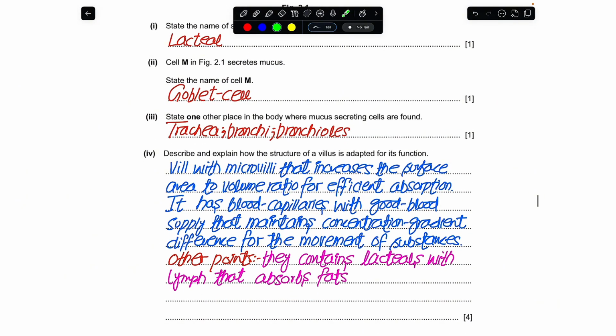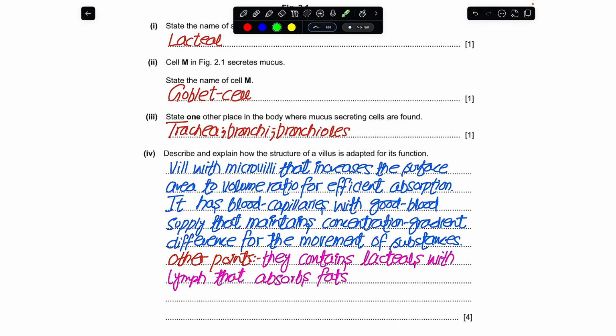For another 1 mark, the examiner wants us to state another place in the body where mucus secreting cells are found. Not only do we have these goblet cells secreting mucus in the small intestines, there are other organs in our body where mucus would be secreted, and that includes the trachea that we have as a part of our respiratory system. You can write the bronchi as well as a bronchiole. So any one word from here, where the mucus cell would also be found.